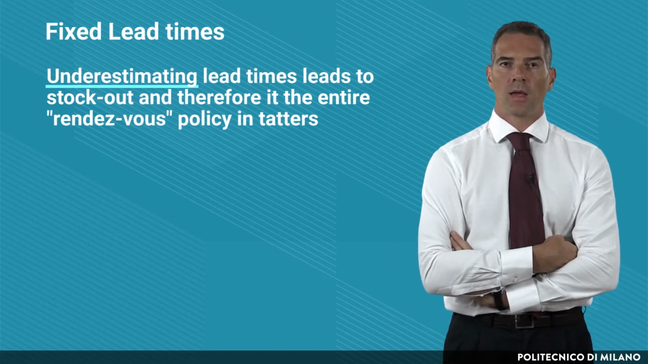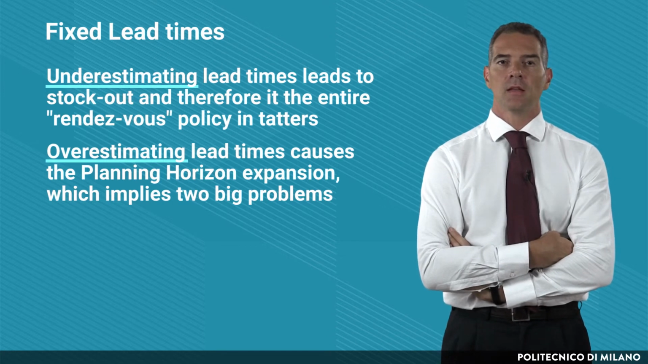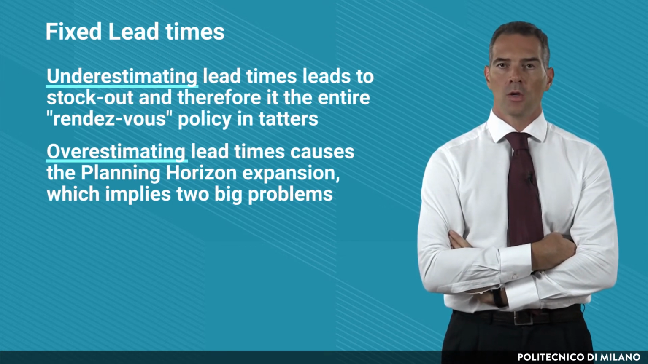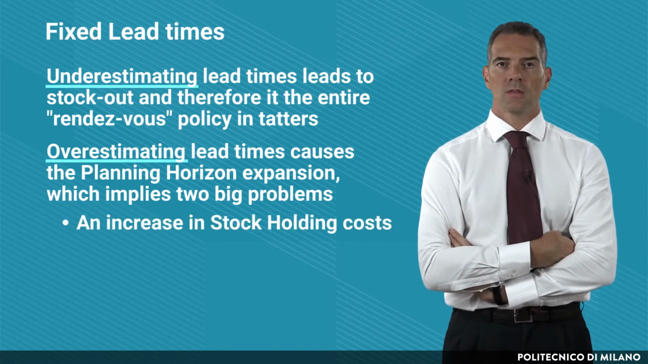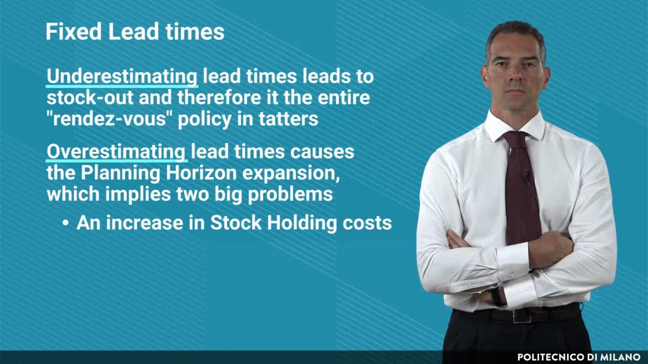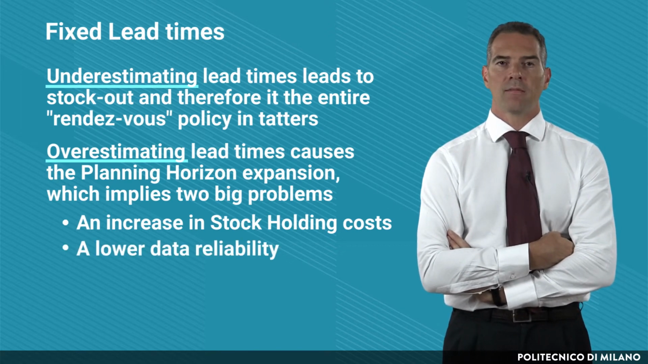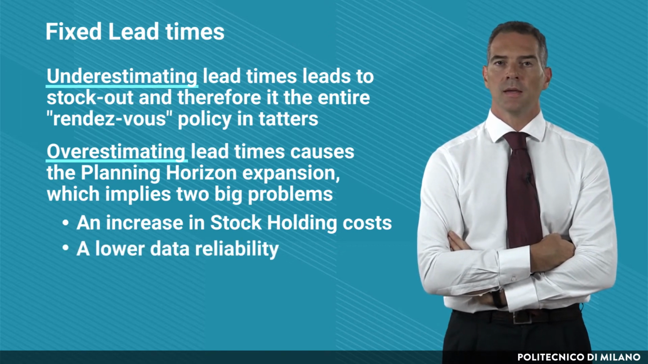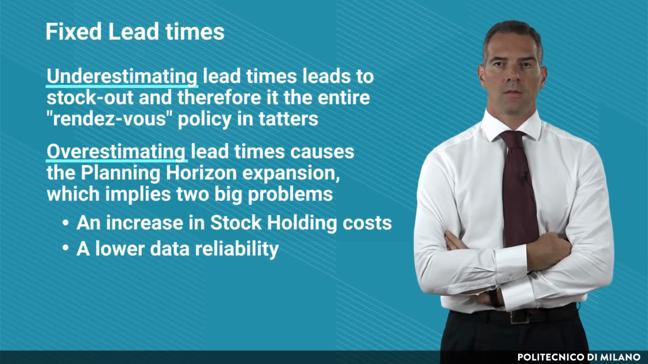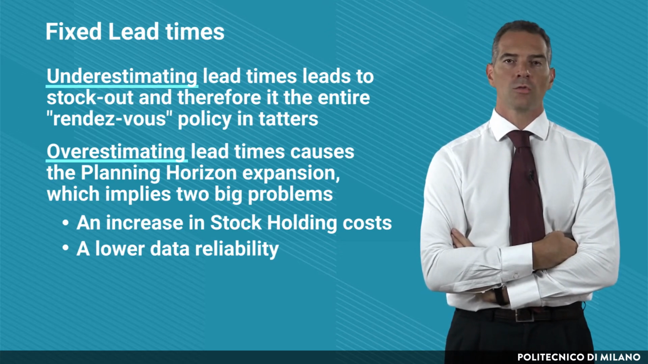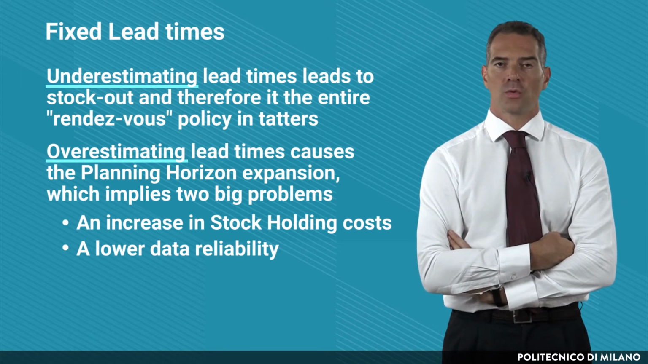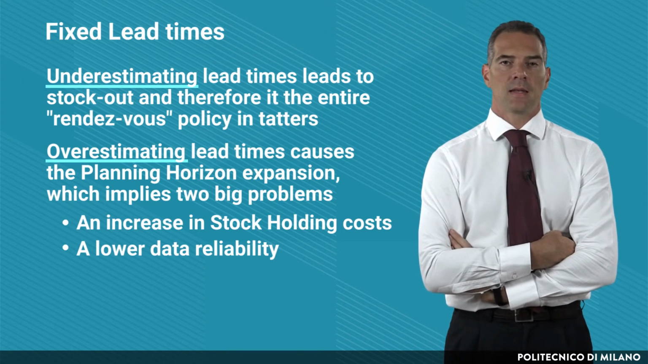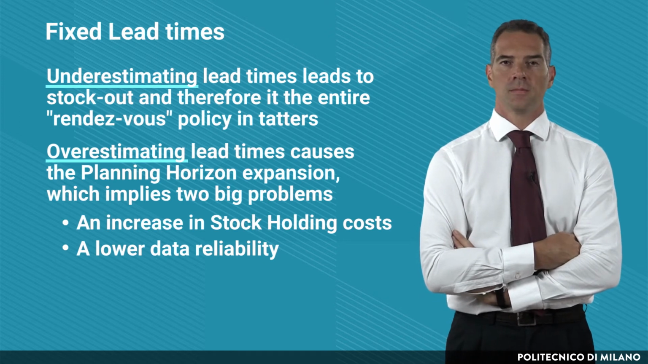On the contrary, if we overestimate lead times, this may lead to an expansion of the planning horizon, which implies two big problems. On the one hand, again, we have the risk of excessive stockholding cost, and on the other hand, we will have a risk of lower data reliability, since the longer the lead time and the longer the planning horizon, the more forecast data will be used in the planning procedure, and therefore more changes in the future runs of the MRP will occur, this leading again to MRP nervousness.